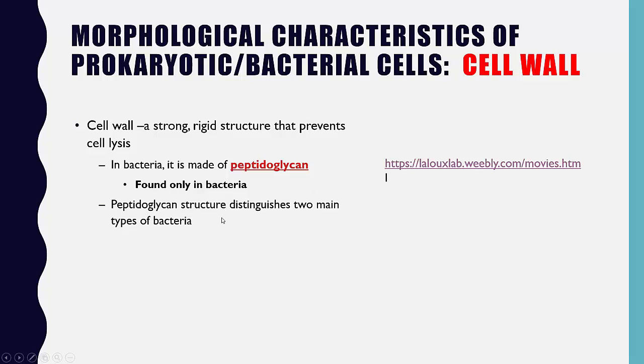The peptidoglycan structure distinguishes two types of bacteria, and these are the ones we've been talking about. I said I'd talk about them later. Okay, it's later. So gram positive and gram negative bacteria are in those categories because of the peptidoglycan cell wall. They belong to one group or the other according to the type of peptidoglycan cell wall structure that they have.